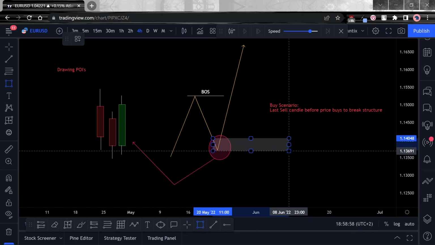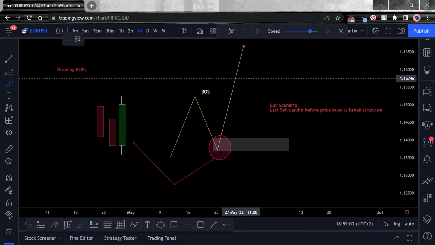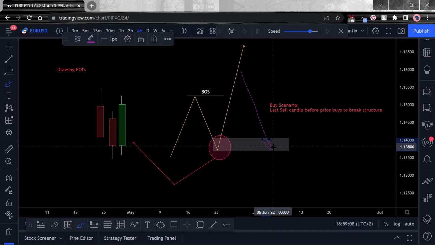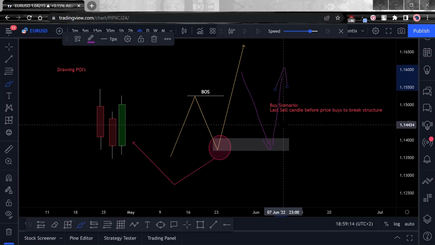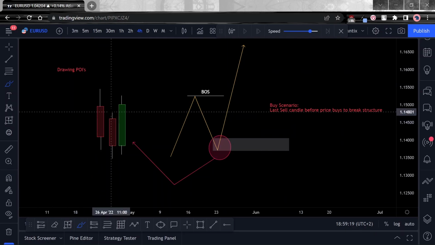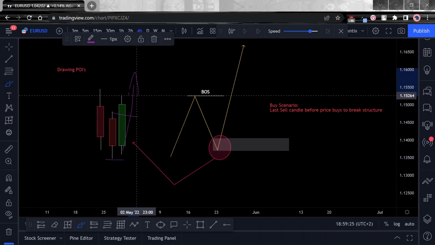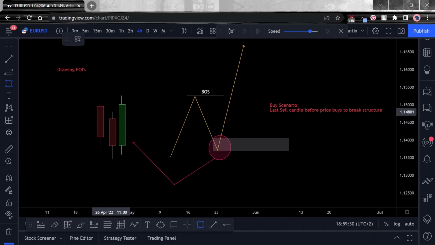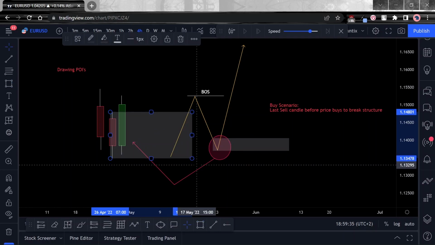So when we do that, this is the zone that will be highlighted over here like this. So what we're expecting is for price to come back to this zone over here and mitigate this zone, or fill this zone, before price pushes back up. All right, it's literally that simple. So we're looking for the last bearish candle before we see buying momentum shift to the upside. As soon as we see that candle, we take our rectangle tool and we draw a rectangle from the top wick to the bottom wick of that candle.